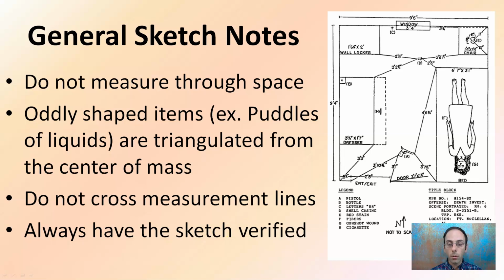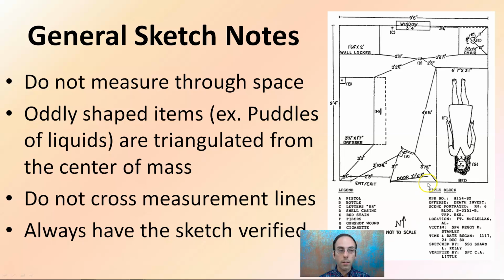General sketch and notes. So you can see a nice little example here. This is not to scale, but do not measure through space. Oddly shaped items such as puddles or liquids are triangulated from the center of mass. And do not cross measurement lines, and always have the sketch verified by someone other than yourself that was also there. We're looking at placement of the body. We're not having any lines crossed here.